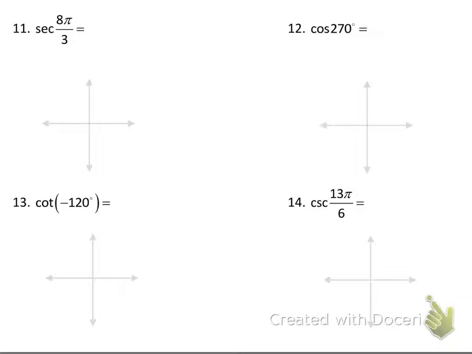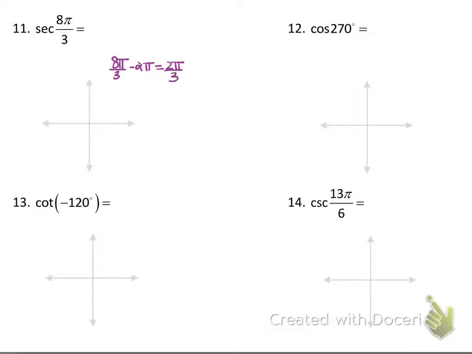Okay, so secant of 8 pi over 3. The first thing to do is find the coterminal angle, because 8 divided by 3 is greater than 2. So we're going to do 8 pi divided by 3, subtract 2 pi, and you get 2 pi over 3.